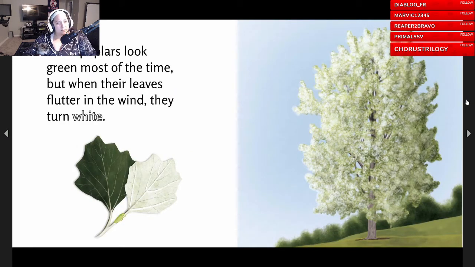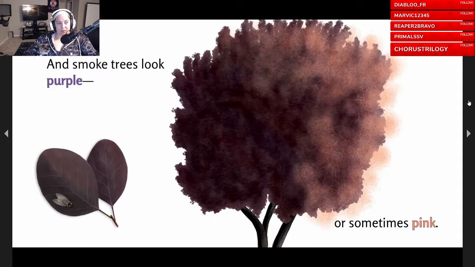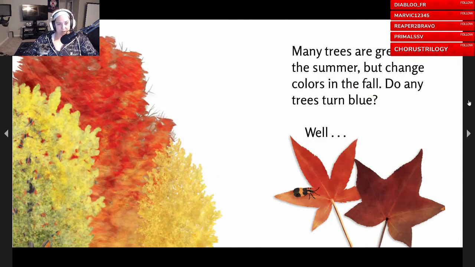No. Silver poplars look green most of the time, but when their trees flutter in the wind, they turn white. Some magnolias are green and brown. Their leaves are dark green on top and brown underneath. And smoke trees look purple, or sometimes pink. Many trees are green in the summer, but change colors in the fall.